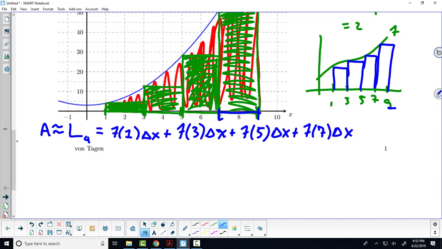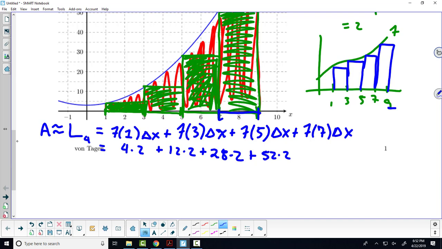Great. So if you plug 1 into this function, it's 1 squared plus 3, so I think we get 4 times 2, right? Then adding, we plug 3 into the function. I think we get 12 times 2 plus 28 times 2 plus 52 times 2. Everyone see how we got those? How do I get that last 52? We plug 7 into the function, right?